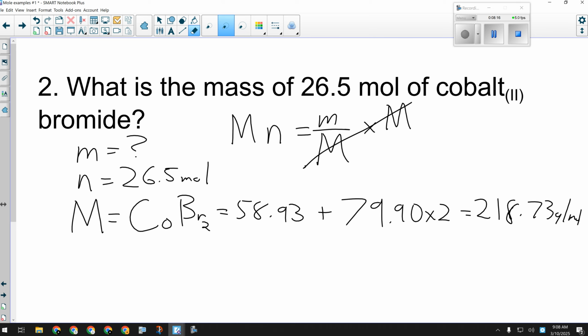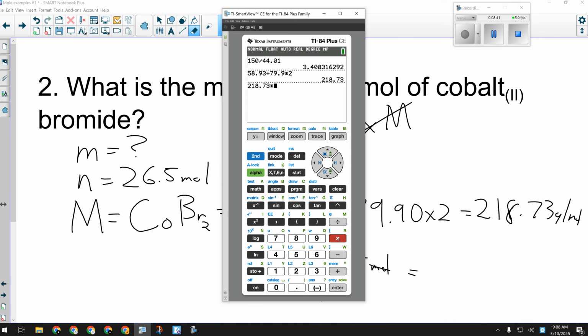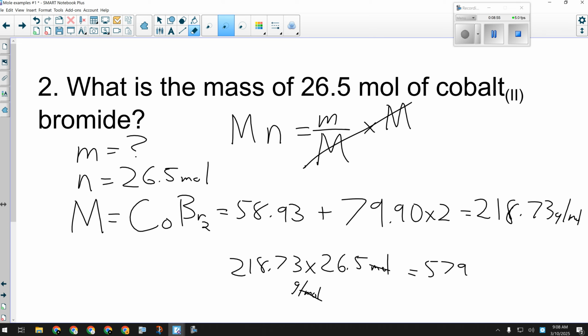All right, so big M, 218.73 times N, 26.5. Okay, so this is in grams per mole, and this is in moles. What's going to happen to the moles? They're going to cancel, right, and we're going to be left with grams. Okay, so we'll take our 218.73 and multiply it by 26.5. Okay, so we are going to have 5,796.35 grams.